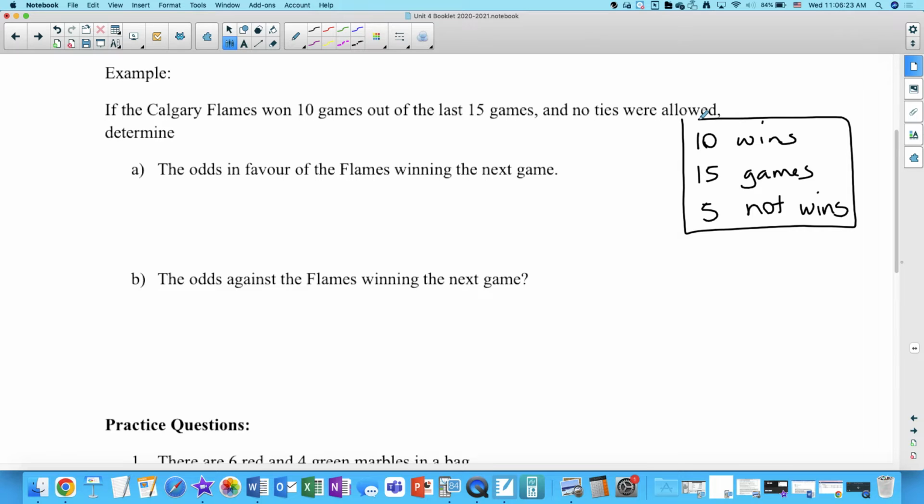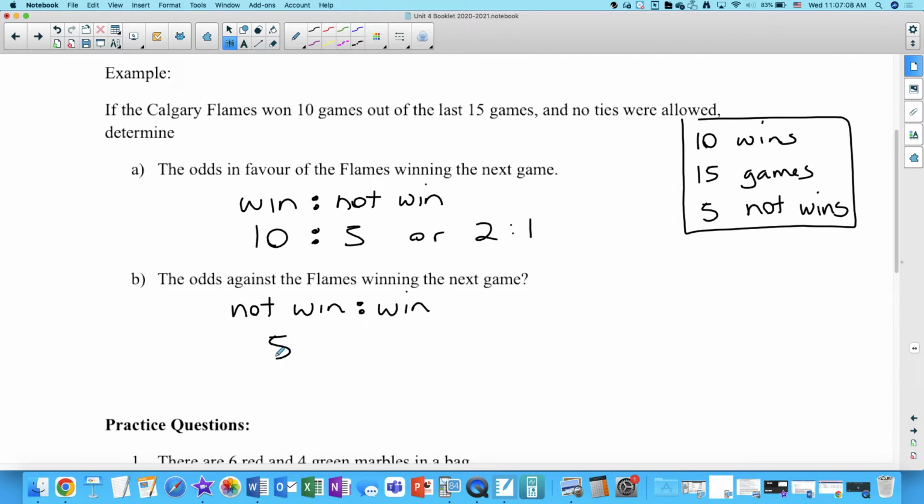Okay, so the odds in favor of the Flames winning the next game, odds in favor is the ratio of win to not win. So this would be 10 to 5 or 2 to 1. Okay. The odds against the Flames winning their next game, odds against are not win to win, or 5 to 10. Okay, which is the same as 1 to 2. Okay.